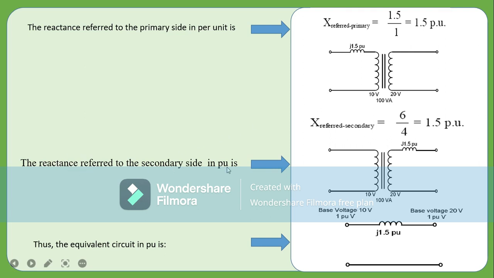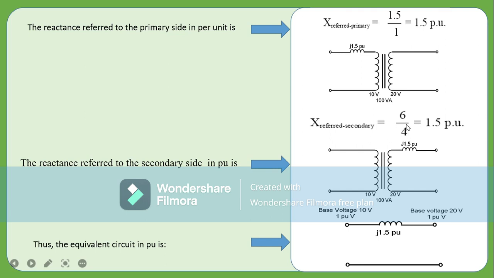So when it's referred to the secondary, finally we say the reactance referred to the secondary side is going to be 6 over what? 4. What is this 6? This is the actual value. Remember from our calculation, we got the actual impedance referred to the secondary to be 6. Now this is the base value, which is 4.